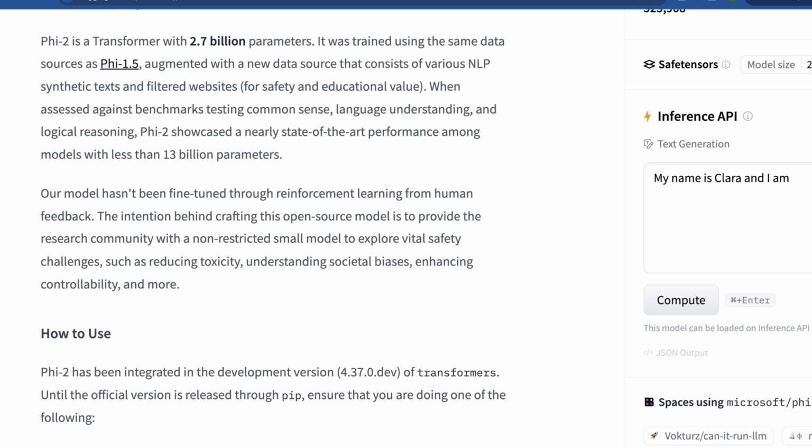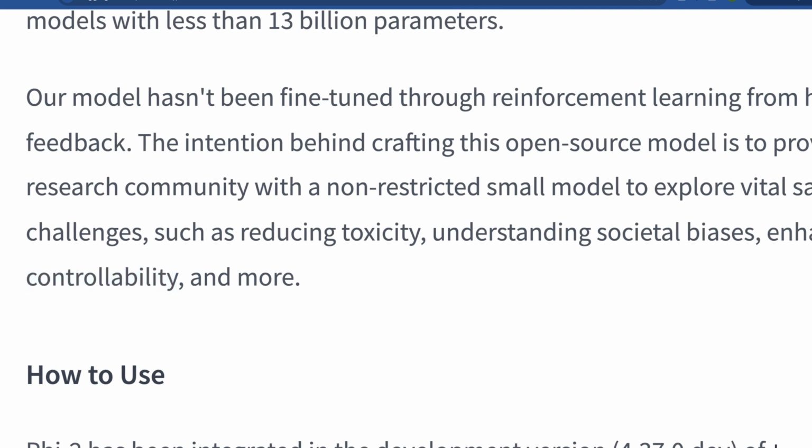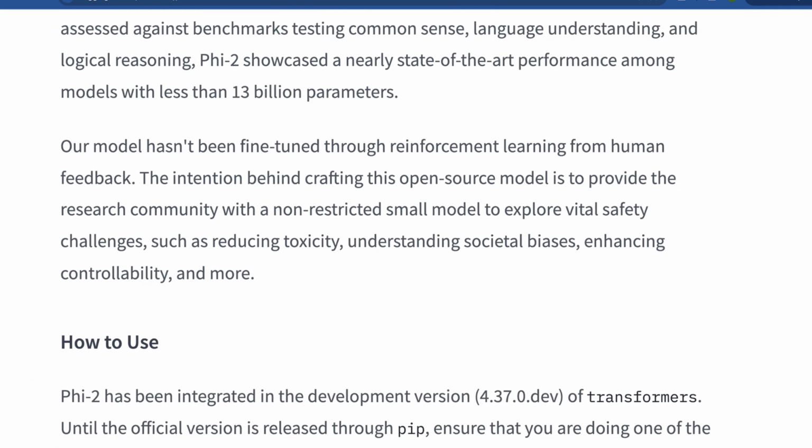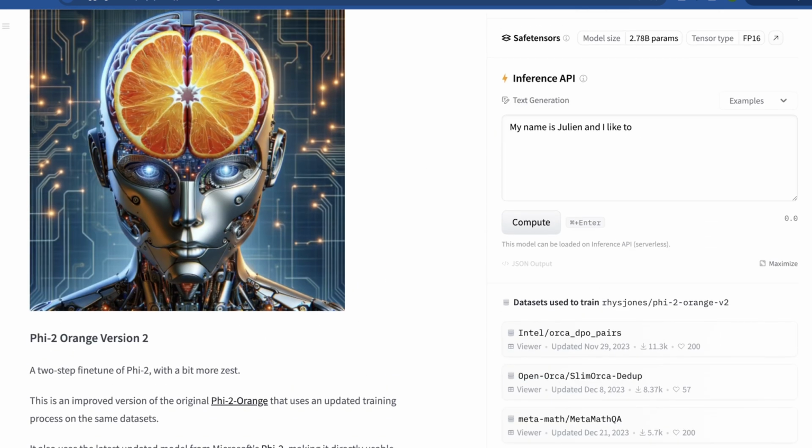And the fact that massive tech companies are talking about controllability should kind of be concerning. But what's good is at least it's open source, and Microsoft isn't hoarding this. So there are another set of benefits that Phi-2-Orange version 2 actually gets from building on top of Phi-2.